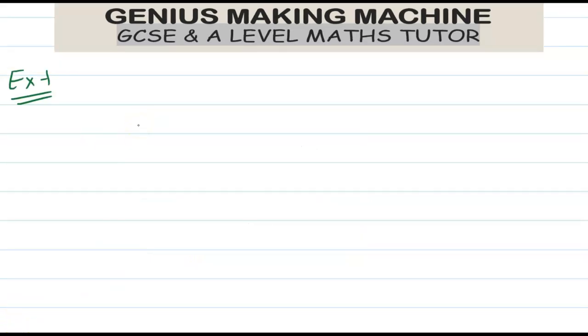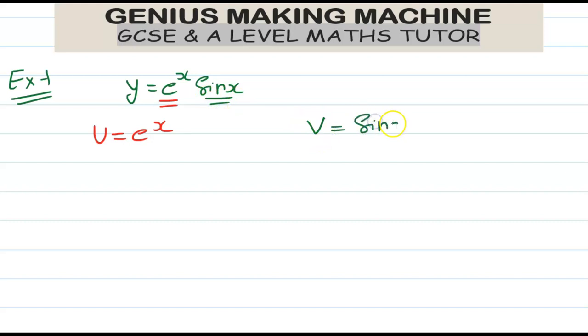Okay, let's take question number 1, y equal to e to the power x, and I have taken here sin x. So definitely you can assume the first function as u. So u is e to the power x. And the next function you can assume as v, so v is sin x, right? Now you need to find u dash. U dash means basically du over dx.